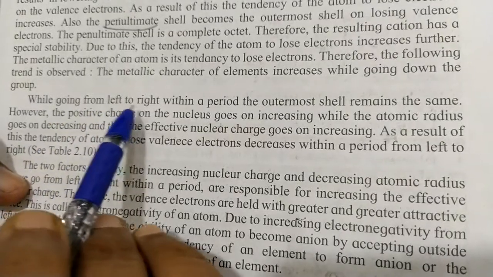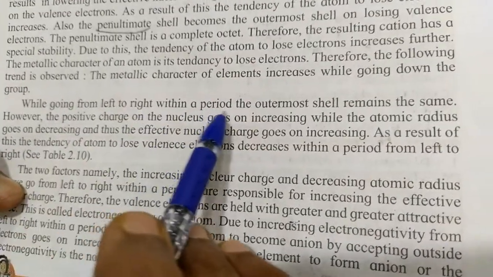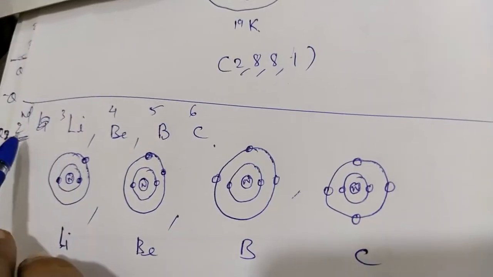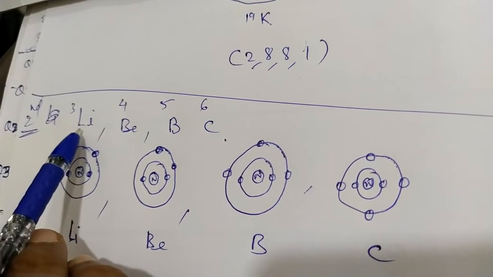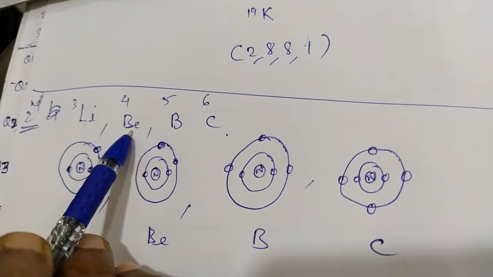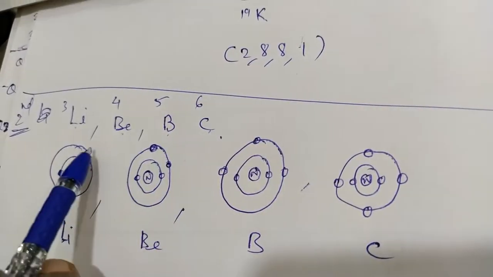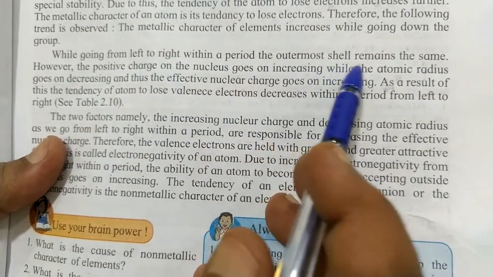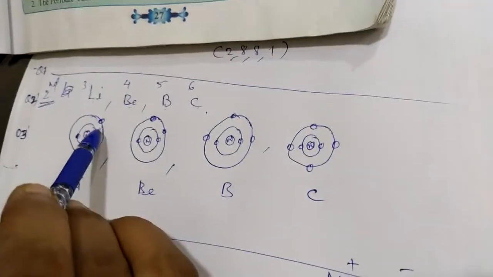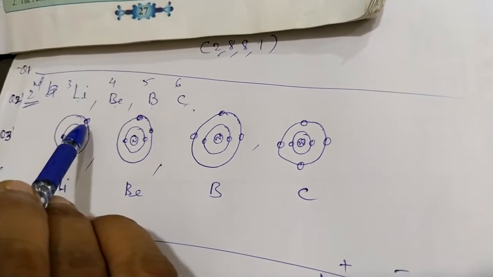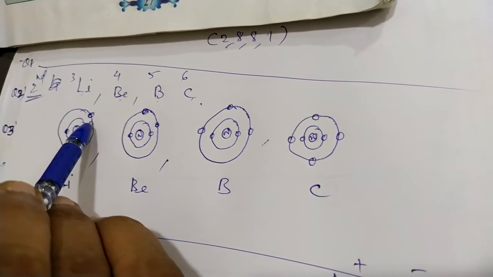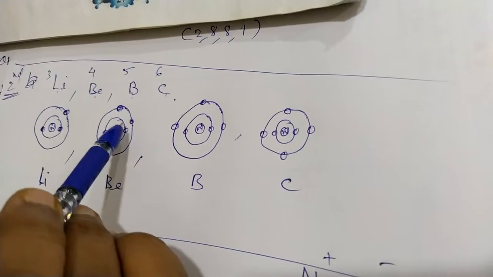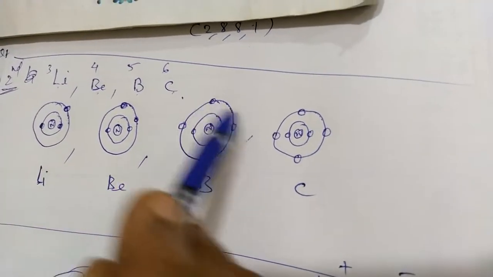Now while going from left to right within a period, the outermost shell remains the same. Consider the second period. The first member of the second period is lithium, then beryllium, then boron, carbon, nitrogen onwards. Within a period from left to right, the outermost shell remains the same, only electrons are increasing. Second period means 2 shells. In lithium, 1 electron is in the outer shell. In beryllium, 2 electrons are there. So the electrons are increasing, but the shells are not increasing.